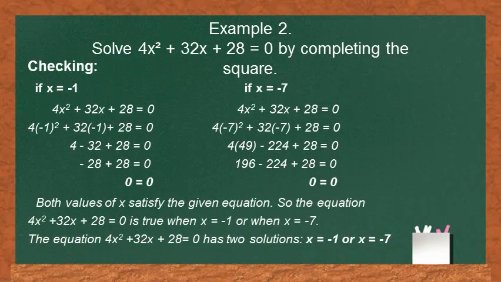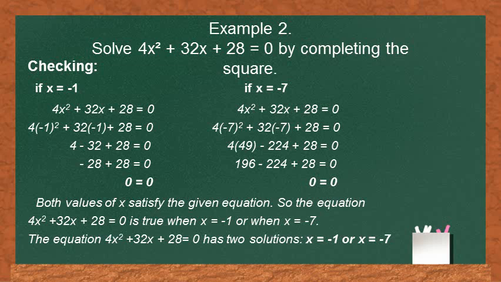Here is the checking. So if x is equal to negative 1, again, we will be using the original equation 4x squared plus 32x plus 28 is equal to 0. So 4 times negative 1 squared plus 32 times negative 1 plus 28 is equal to 0. Then 4 times negative 1 squared, we have 4. Then 32 times negative 1, we have negative 32 plus 28 is equal to 0. So 4 minus 32, we have negative 28 plus 28 is equal to 0. Then we have 0 is equal to 0.